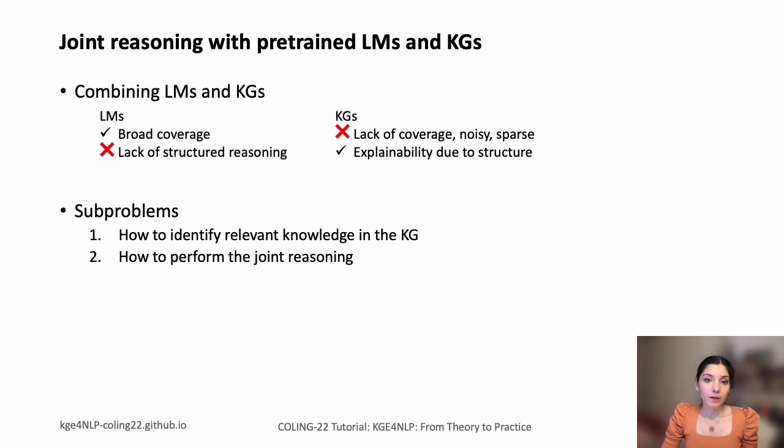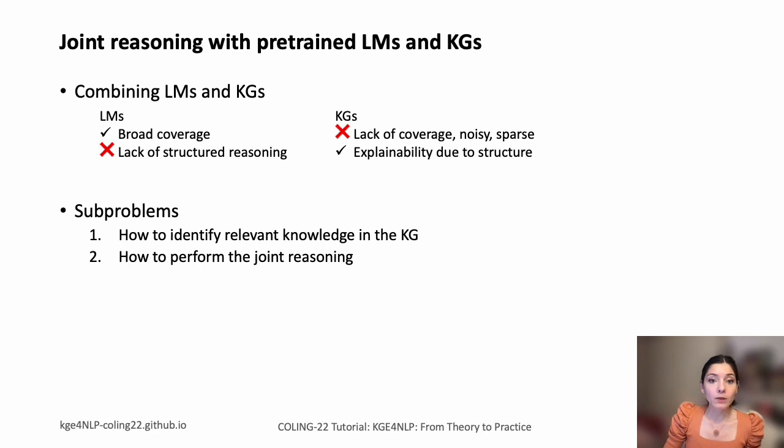On one side, language models have broad coverage, but they lack structured knowledge. On the other side, knowledge graphs lack coverage, but they provide structured world knowledge. Yet, how to reason effectively with both sources raises the following sub-problems. First, how to identify the fragment of knowledge in the knowledge graph relevant to the given language context. Second, how to perform joint reasoning over both the language context and the designated knowledge graph entities.